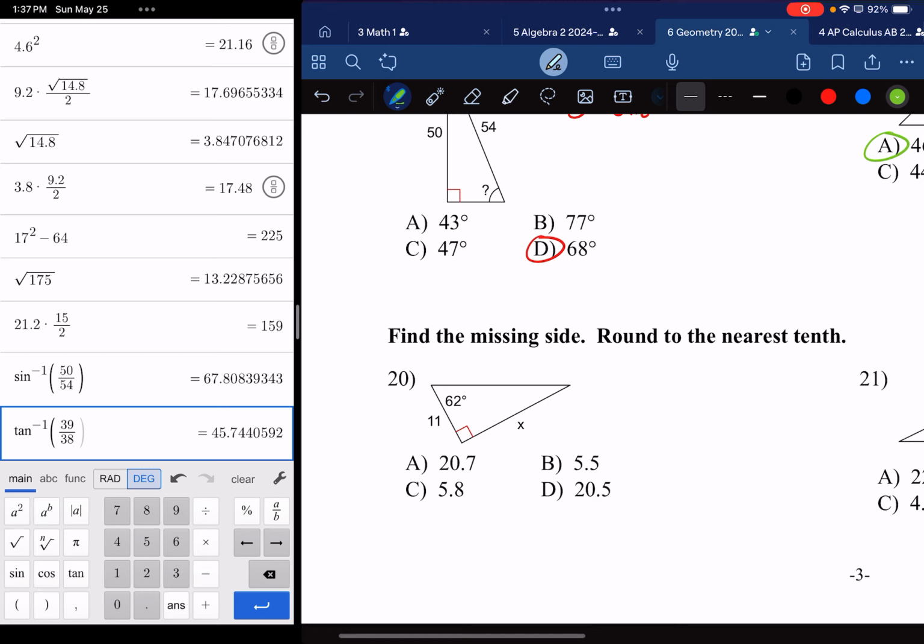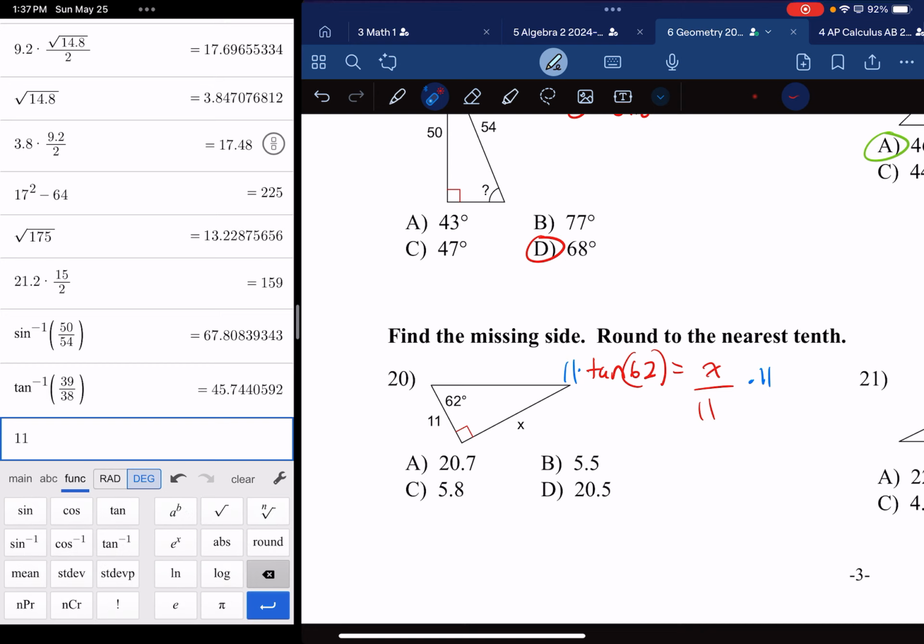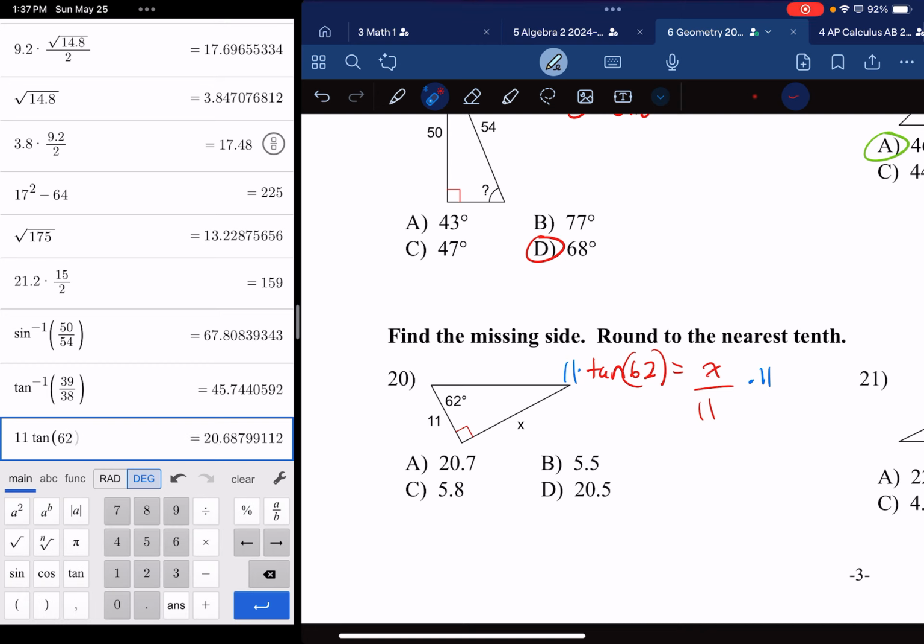All right, moving on to number 20. Find the missing side, round to the nearest tenth. Again, you're using trigonometry. I'm noticing that this is my angle of reference. I'm using the opposite, and I'm using the adjacent, which is going to be the tangent function again. When I write out tangent of my angle 62, that'll be equal to my opposite x over my adjacent of 11. To get my x by itself, I need to undo divide by 11. So I'm going to multiply both sides by 11, and my final answer, x, will just be 11 tangent of 62. 11 tangent of 62 is 20.68, which is about 20.7. 20.7 is going to be option A.